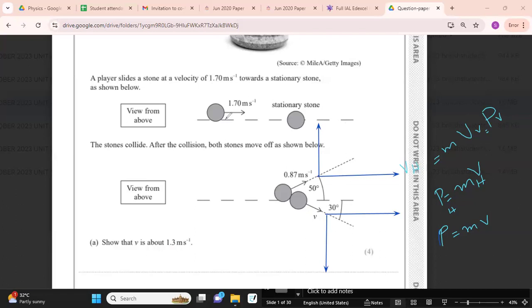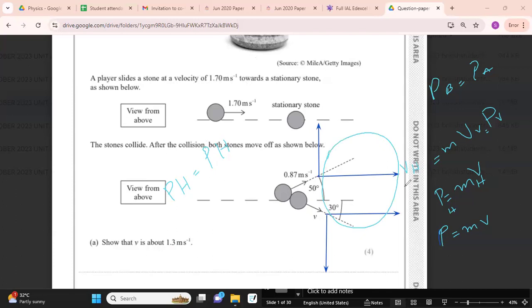Now, in this particular situation, remember this. Momentum before the collision has to be equal to the momentum after the collision. What does that mean? Before the collision, we only have horizontal momentum. So after the collision, we should only have horizontal momentum. That means the horizontal component of momentum before the collision should be equal to the horizontal component of momentum after the collision.